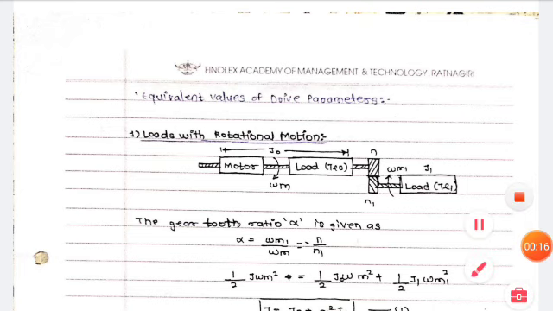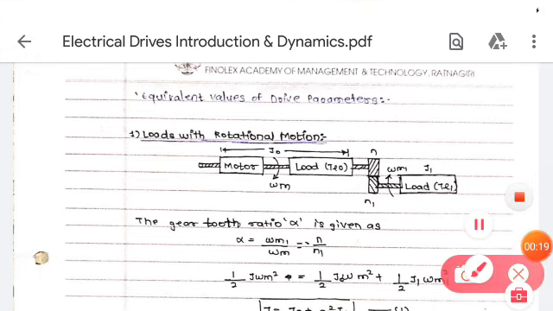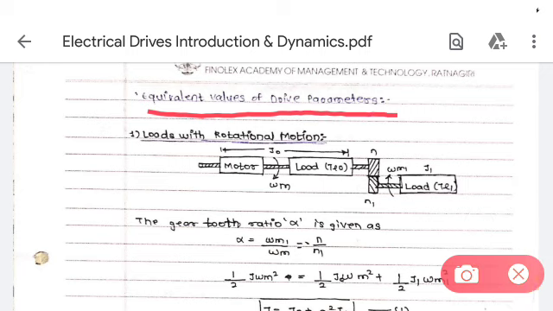Today we are going to see the equivalent values of drive parameters.